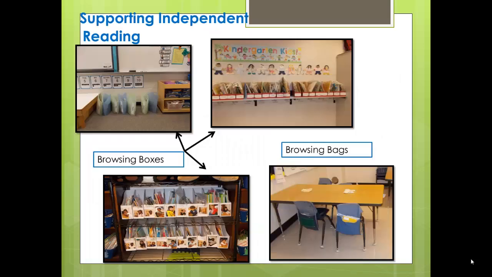It is important for children each day to have time for independent reading, even at an early age. This enables the children to practice reading strategies and build stamina. Each student has their own browsing box or bag that contains books that are familiar to them. In kindergarten, these books could include poems and books that were shared during shared reading and during read-alouds.